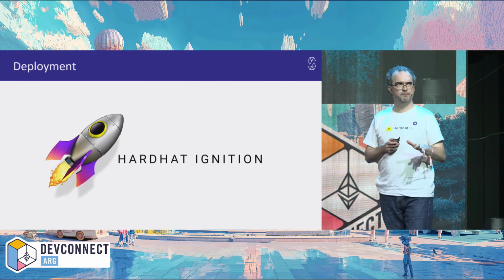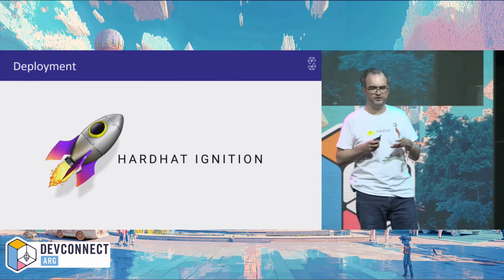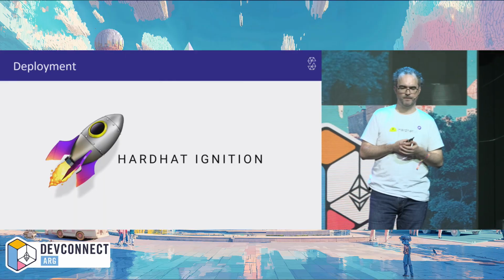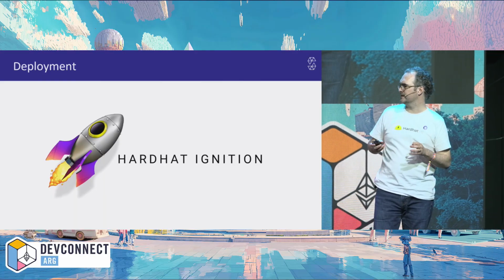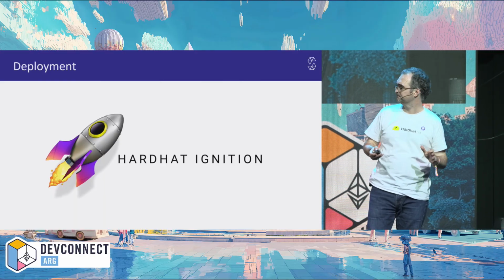Hardhat 3 comes by default with Ignition, our smart contract deployment system. Ignition allows you to declaratively describe a complex deployment.